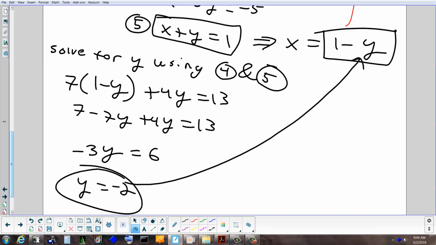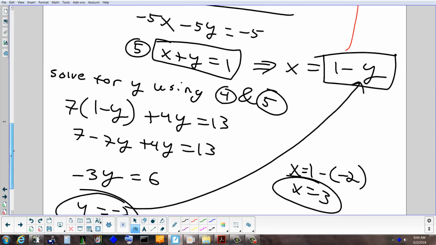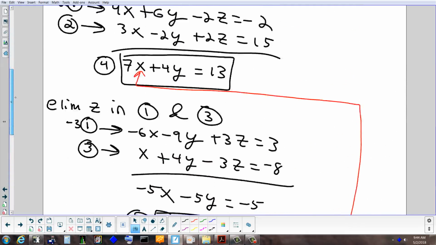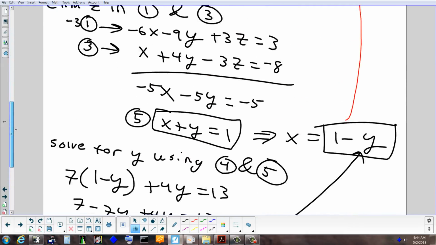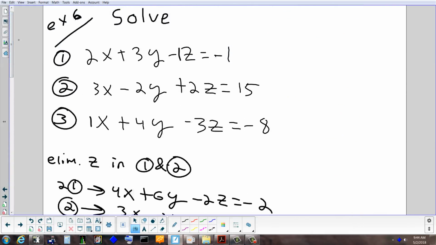Rebecca? 3. And what letter did you just get? Yeah, we got x. So x equals 1 minus y. Once you get one letter, the rest of them come pretty quick from here. So now we have x is 3. Last letter I need is z. To find z, you can't use equation 4 or 5 because we eliminated z out of those. You've got to go back to an equation that has z.